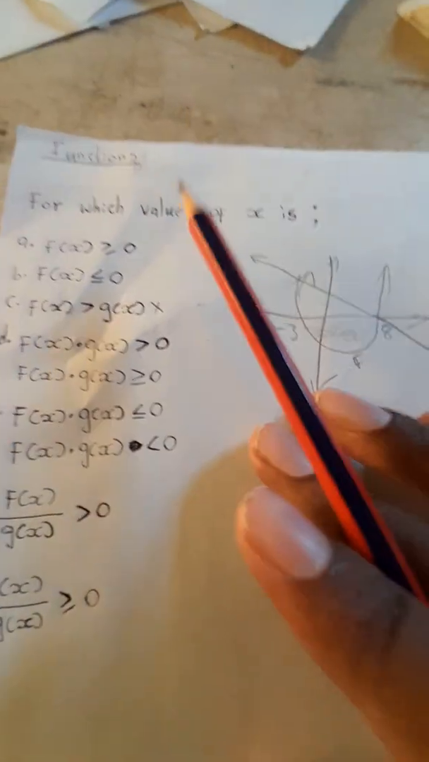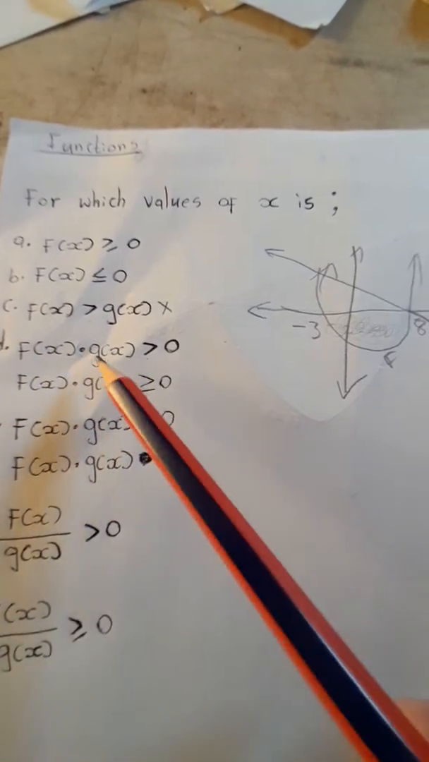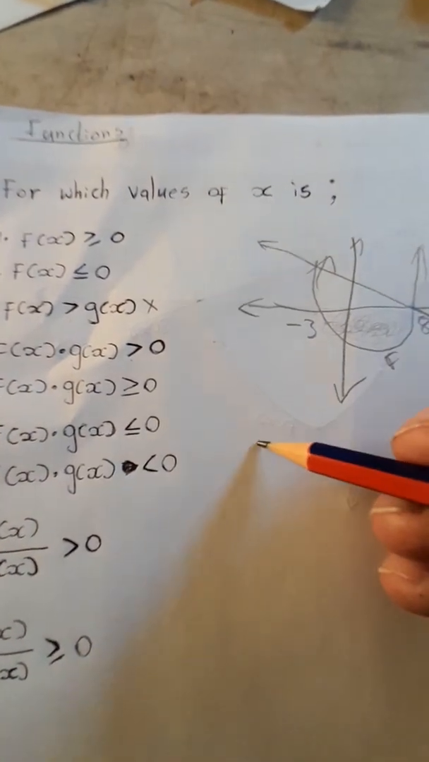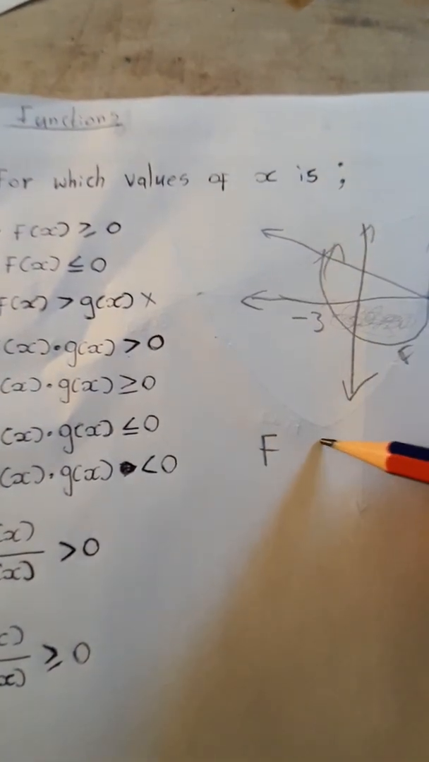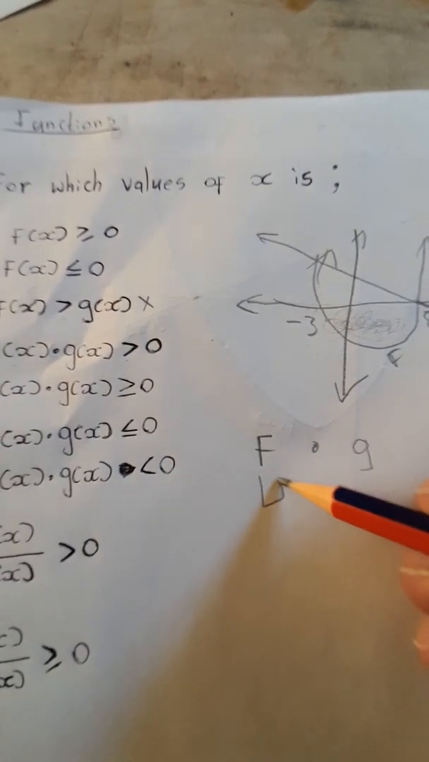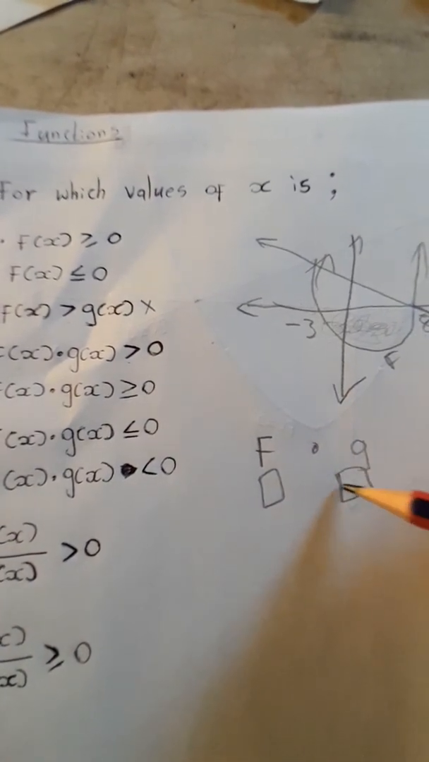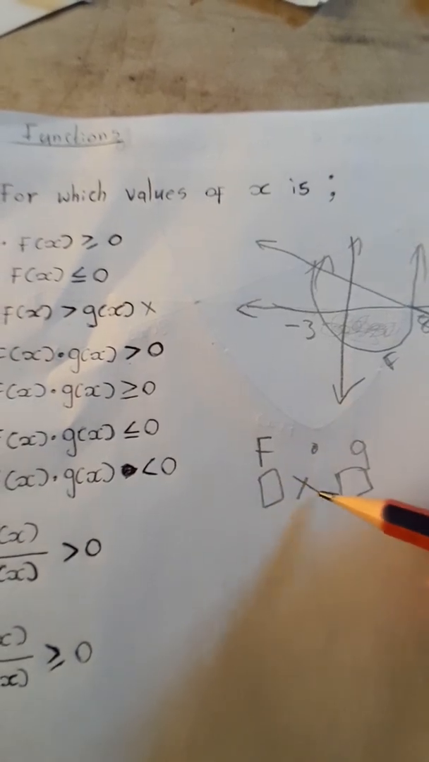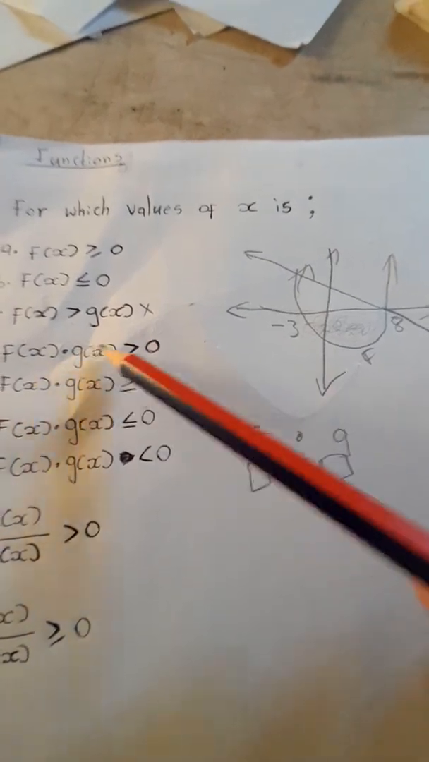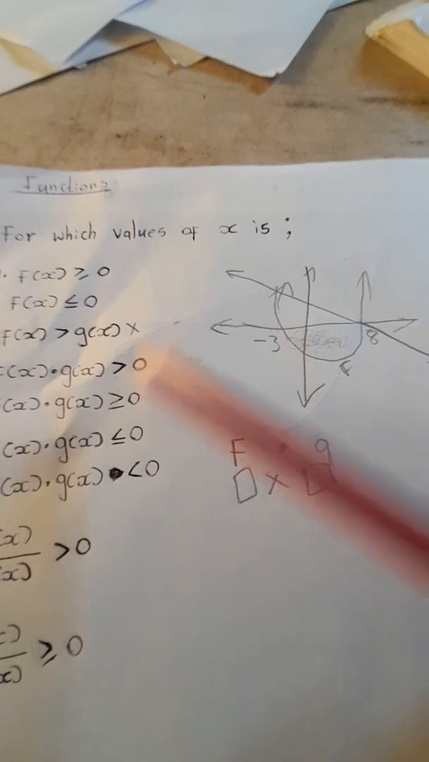So for this question here, for this D here, let's say this is F, and let's say this is G, with a times sign between them. F of x times G of x, we are looking at the y values here, that when we multiply them together, they must be greater than 0.